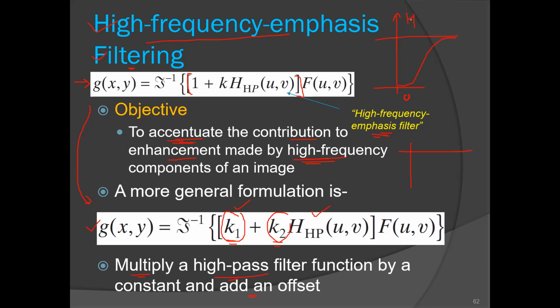Here the range of h is not 0 to 1, it can go further also. Now we are adding some constant here, so the graph will get shifted, and this is the value of k1.